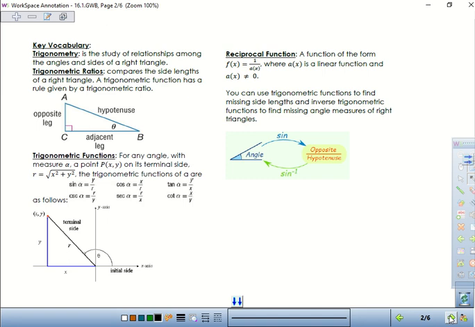In a right triangle, you always have two other acute angles because, of course, if one angle is 90, there's only room for the other two to be acute. Now, the side across from the 90 degrees is always the hypotenuse. The side across from theta is the opposite side. And then adjacent is the one that's directly next to the angle. Okay?